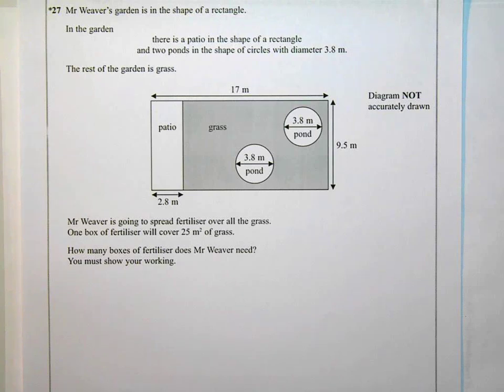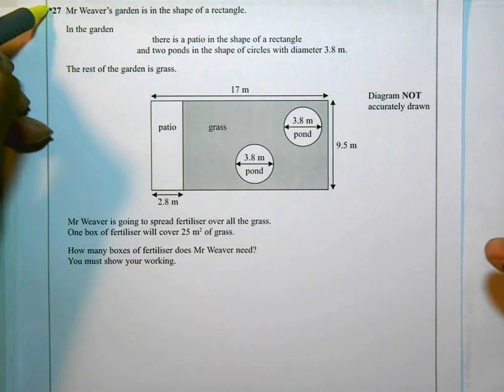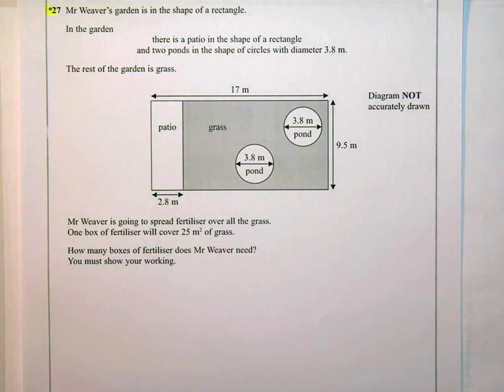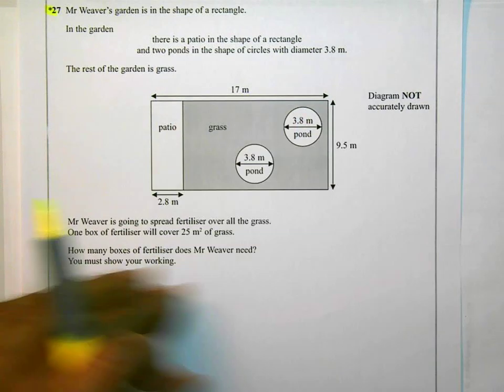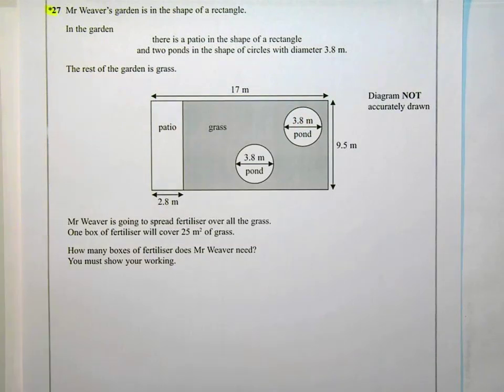Okay, here's question number 27. You can see the star next to the question, so there's marks for quality of written communications in this question. This is a very popular format of questions, especially with using the circles and working out areas and stuff like that. So let's read the question.